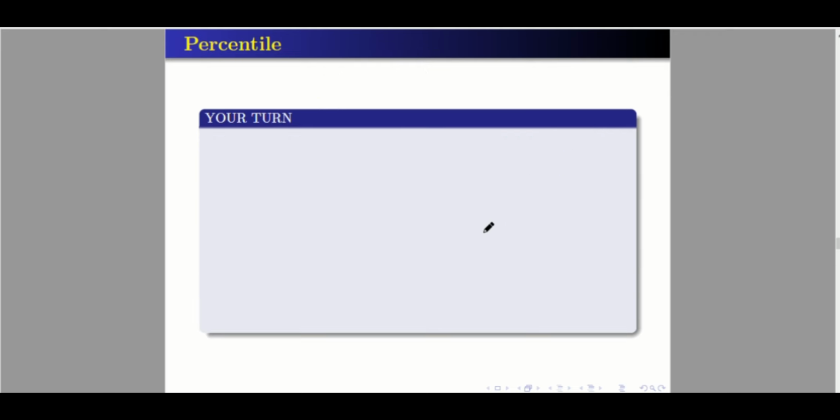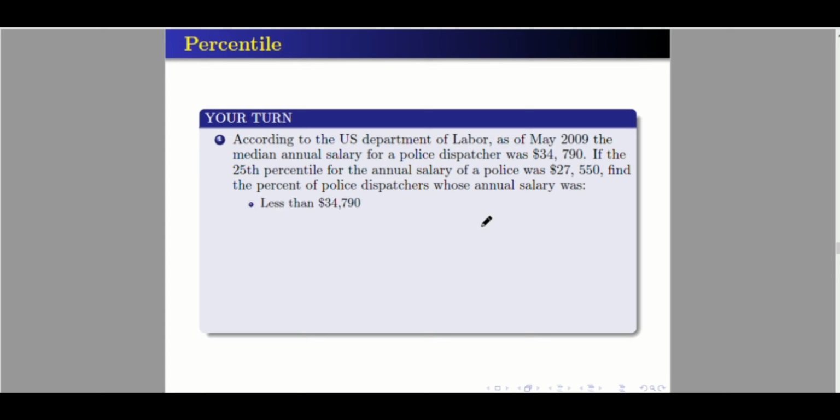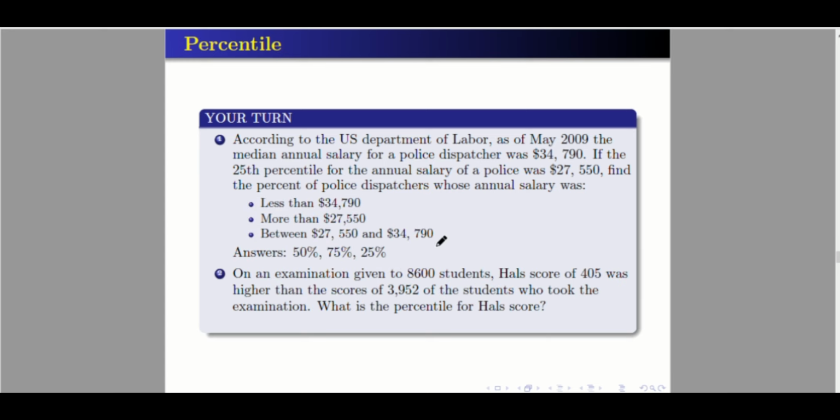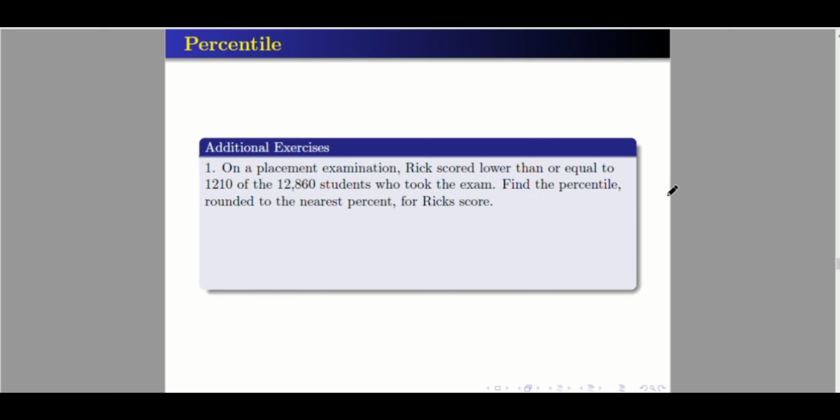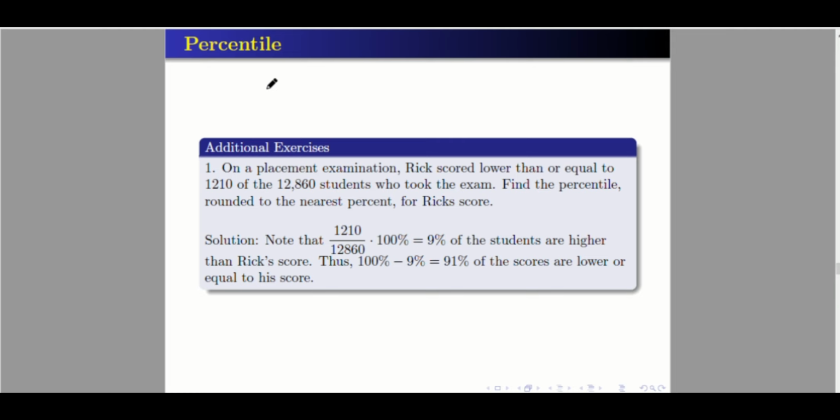Okay, you may practice this. We have some answers here. So practice, and then we'll have some additional problems. So on a placement examination, Rick scored lower than or equal to 1,210 of the 12,860 students who took the exam. We must find the percentile of Rick. So this is the solution. So how did we get that solution?